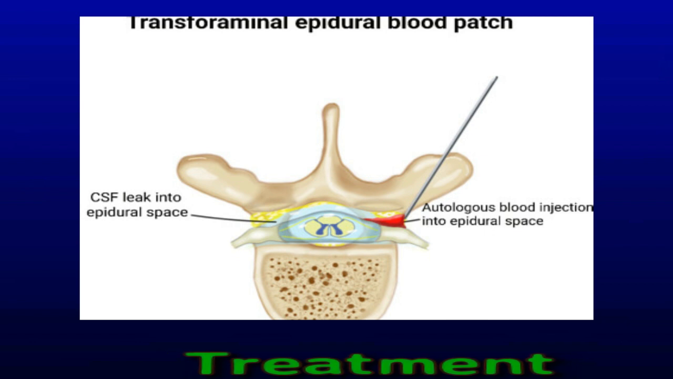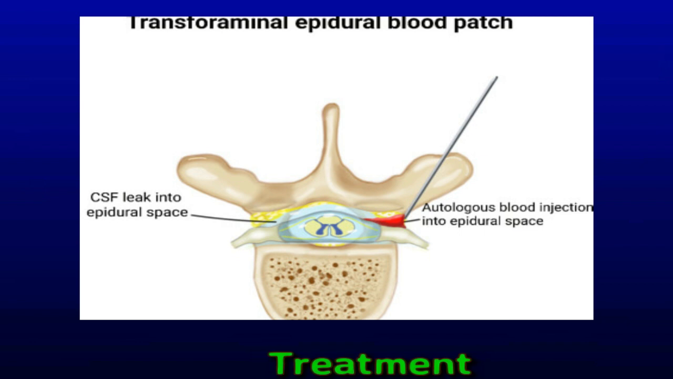A medical professional may treat severe spinal headaches with an epidural blood patch. During this procedure, a doctor will inject a small amount of a person's own blood into their lower back to stop the cerebrospinal fluid leak. Research suggests that the success rate for an epidural blood patch is between 75 to 90%.